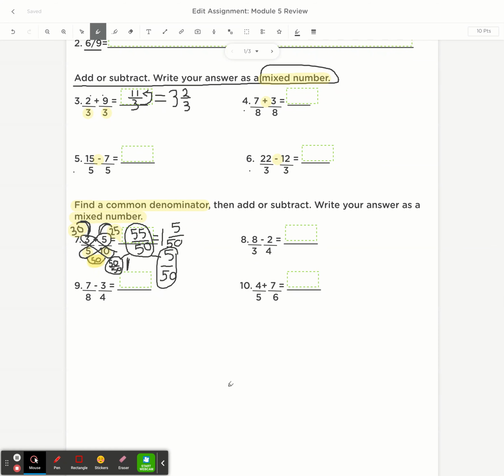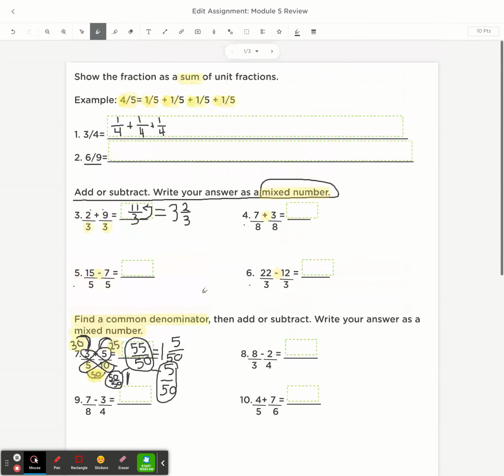So again, you guys are going to be doing 8, 9, and 10 on your own at your own pace. Make sure that for 8, 9, and 10, you are starting out by finding a common denominator. With this assignment, guys, you do not have to show me your work on the page. If you do, that's awesome. If you do it on a separate sheet of paper, that's awesome. But go ahead and just type in your final answers in those green answer boxes.